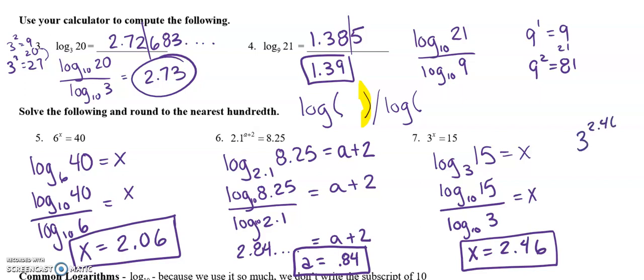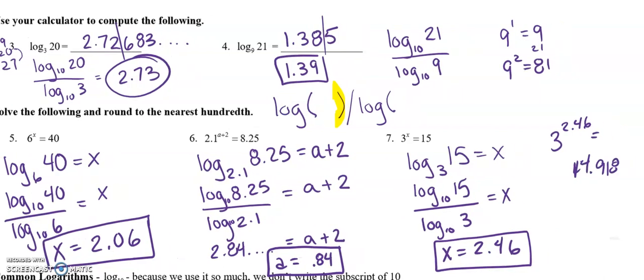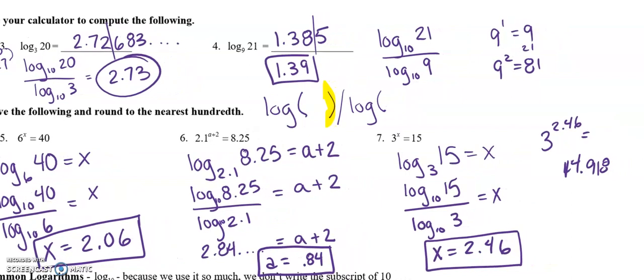Take 3 to the 2.46. 3 to the 2.46 equals 14.918. Okay, well, that's not 15, but it's pretty close, right? Remember that we had rounded the 2.46. So we got pretty close to 15. They might not match exactly due to rounding.